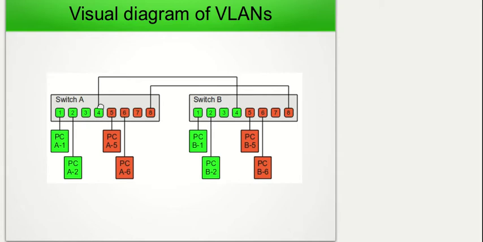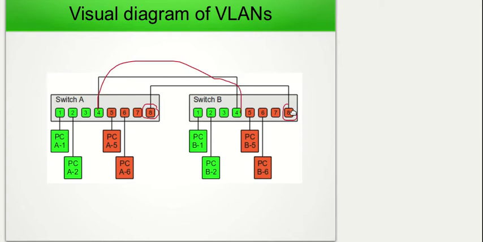we would have to have a link that runs from a port in the green VLAN on switch A to a port that resides in the green VLAN on switch B. The same thing with the red VLAN. We would have to have a cable running from a port in the red VLAN on switch A to a port in the red VLAN on switch B.